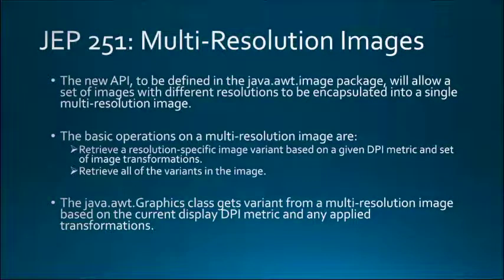So let's dive deeper into the multi-resolution images. So again, this is the new API. This is to help you package multiple resolution images into a single array so that you can reference one object set for multiple devices. So the Java AWT graphics class gets variants from a multi-resolution image based on the current display DPI metric. So this basically means that based on your device resolution, it will pull the correct image out of the array that you built for your device. Basic operations are retrieve a resolution-specific image and retrieve all the variants in the image.